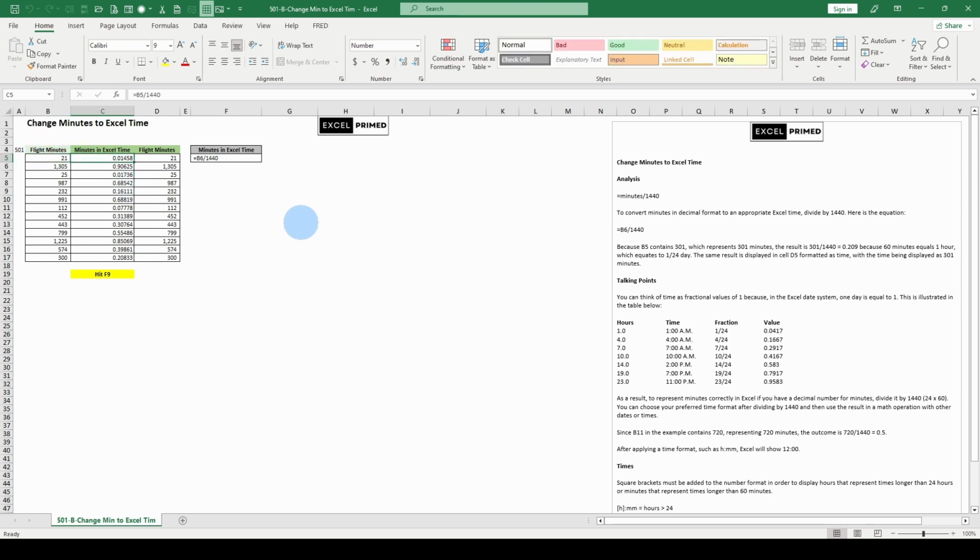How do we know? Take 24 over here. You can look at this stuff over here. Equals 24 times 60. That's 1440. Excel is going to look at this as 1440.